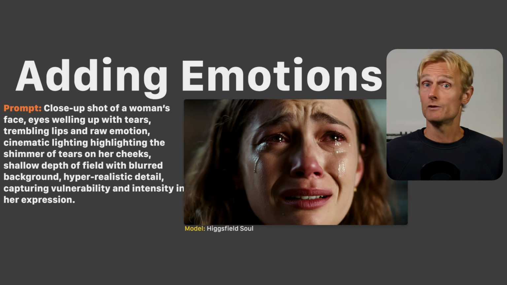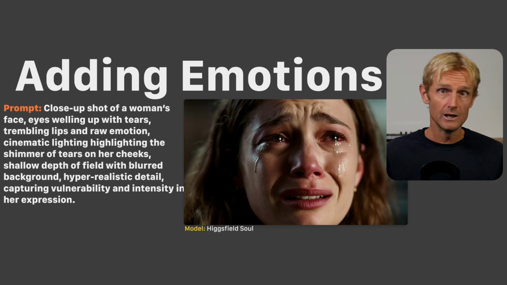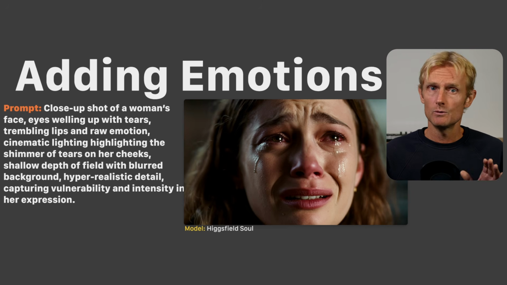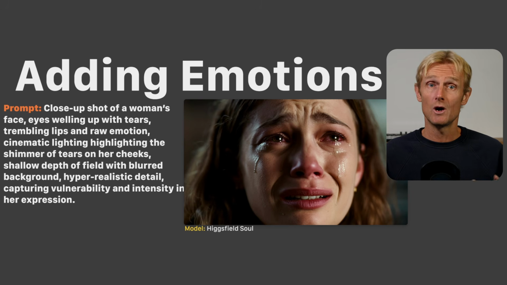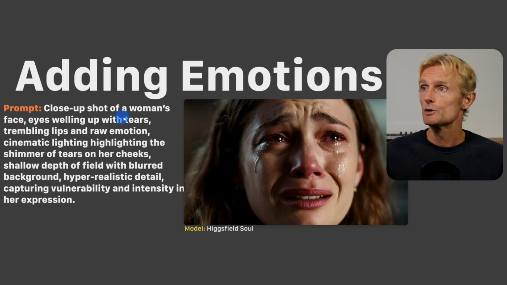WAN 2.5 is great at creating emotions with just text to video, and later I'll show you a special prompt structure for text to video in general. But for this tip, we're using image to video for more control. This way you can also use your own consistent character. And the key to adding emotions here is starting with an image full of emotion. So I used this prompt. Close-up shot of a woman's face, eyes welling up with tears, trembling lips and raw emotion.